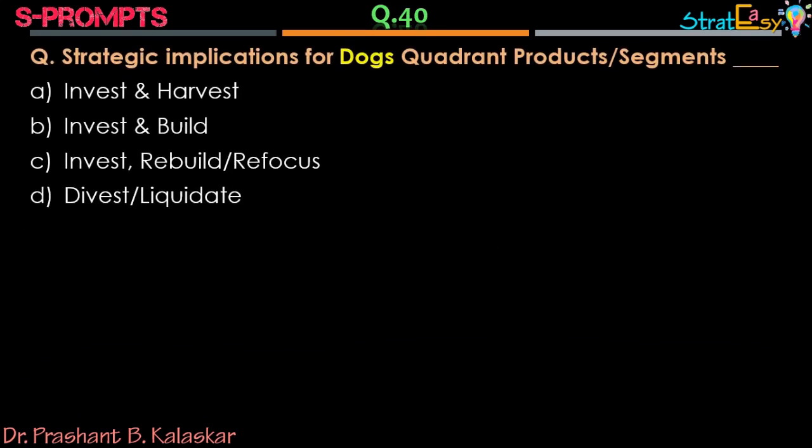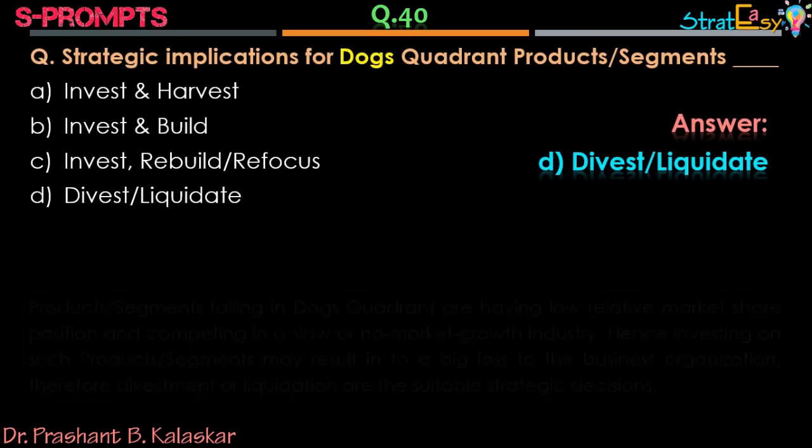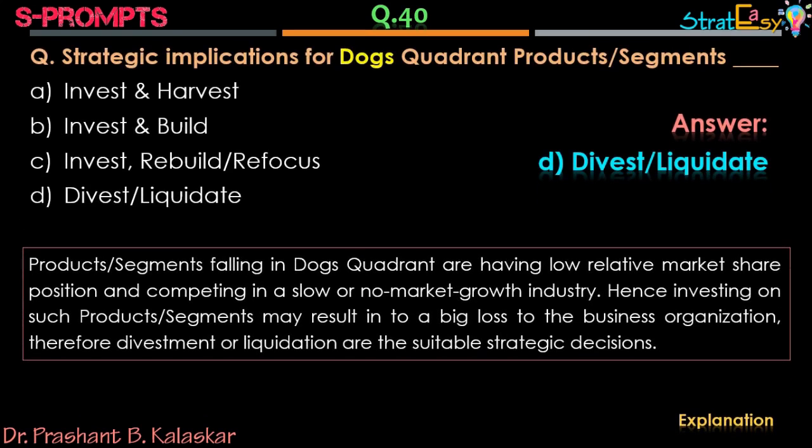Question number 40. Strategic implications for dogs quadrant products or segments will be, the right answer is option D, divest or liquidate. Products or segments falling into the dogs quadrant have a low relative market share position and compete in a slow or no market growth industry. Hence, investing in such products or segments may result in a big loss to the business organization. Therefore, divestment or liquidation are the suitable strategic decisions.